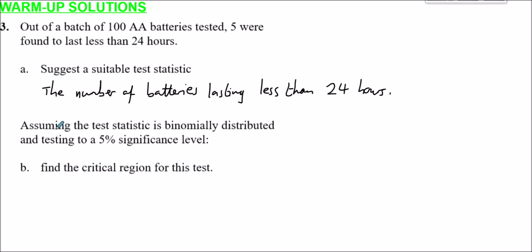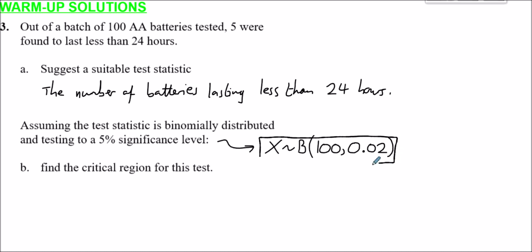So the next line, assuming the test statistic is binomially distributed and testing to a 5% significance level, we're going to find the critical region for this test. And so what we need to assume here is that X is binomially distributed. We're going to have 100 batteries, so essentially that's 100 trials, with a probability of a battery lasting less than 24 hours being 0.02. This is our assumption for the model. So we need to find the critical region for the test.